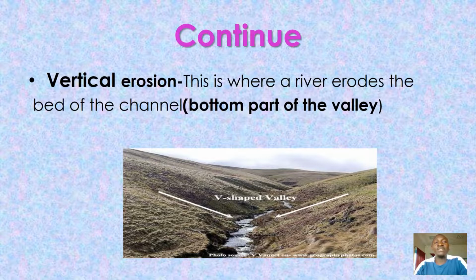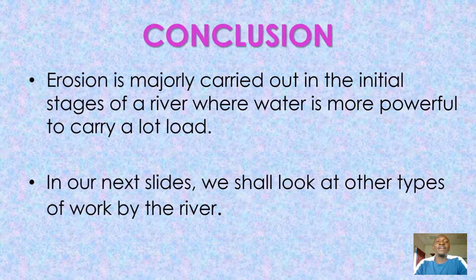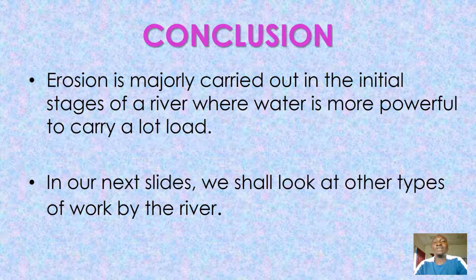Then finally, we look at vertical erosion. This is where the biggest part of the erosion, over 95%, is in the bed. The water erodes the bed, which is the bottom part of the valley. It deepens that channel and forms what we call a V-shaped valley, or a narrow valley.